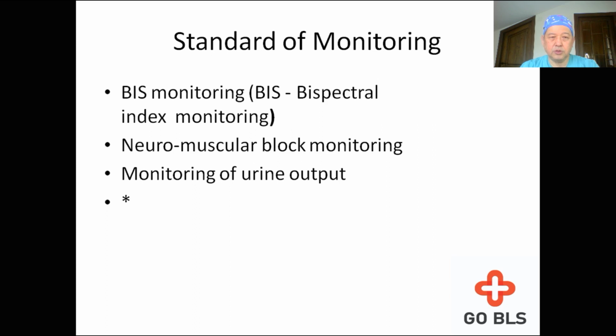Some clinics use BIS monitoring, bispectral index monitoring, and neuromuscular block monitoring. But I must say that these two types of monitoring, BIS monitoring and neuromuscular block monitoring, are not commonly used in clinical practice. And of course, we need to monitor the urine output. We need to check the systemic circulation by measuring urine output.